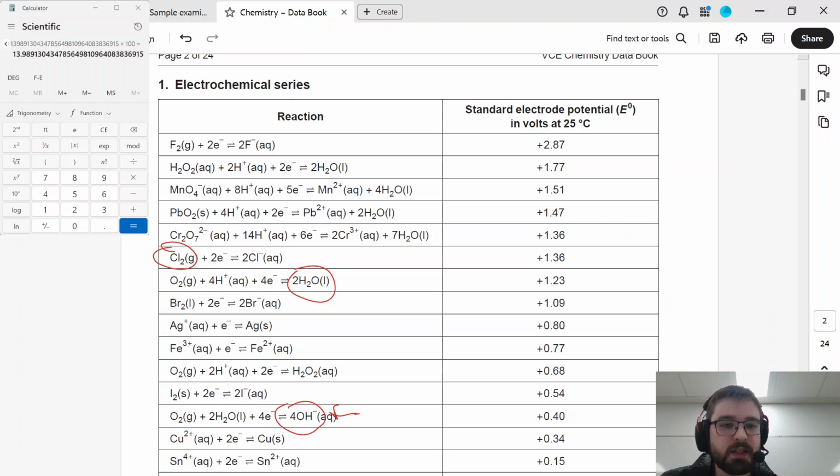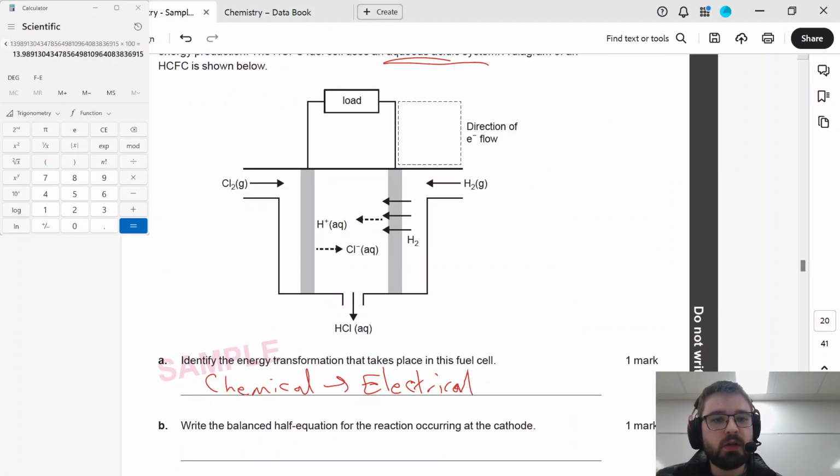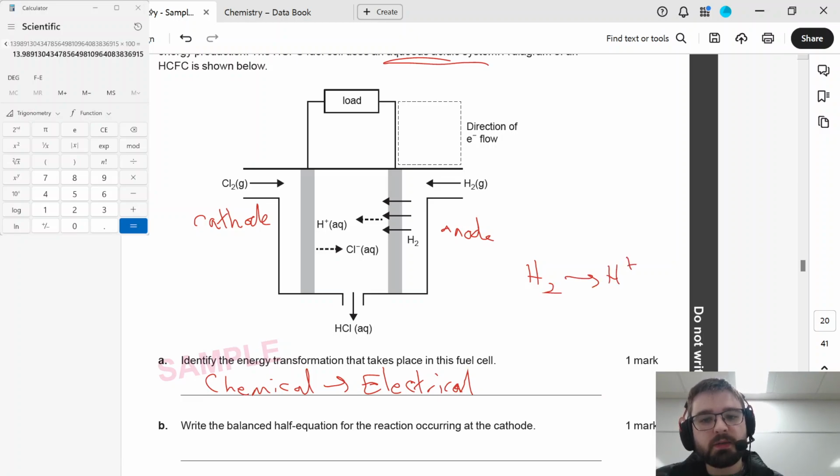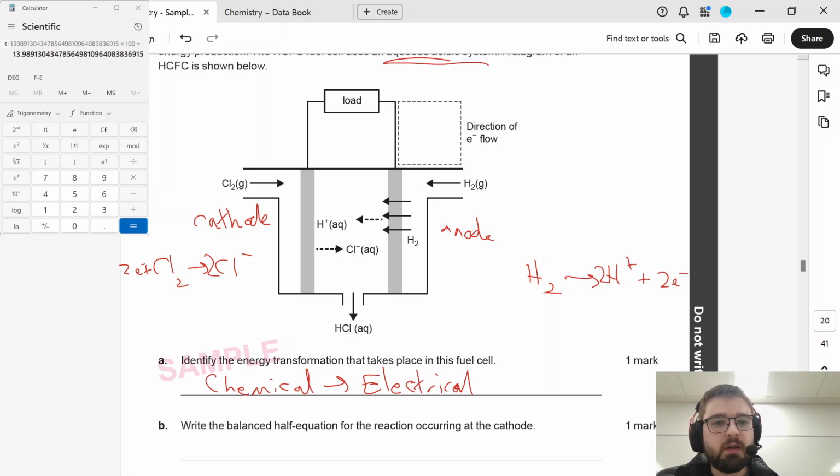We know reduction is at the cathode, so therefore this is the cathode, and therefore this is the anode, which also makes sense because we know that the hydrogen is becoming H+. We could also say we know the chlorine is becoming Cl negative, so it must be getting electrons, and this one must be losing electrons.